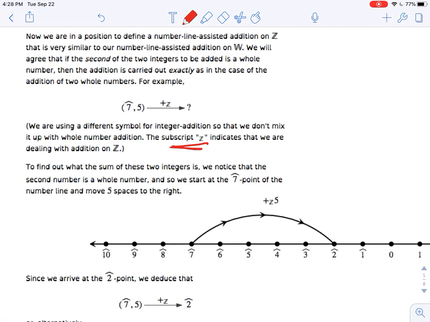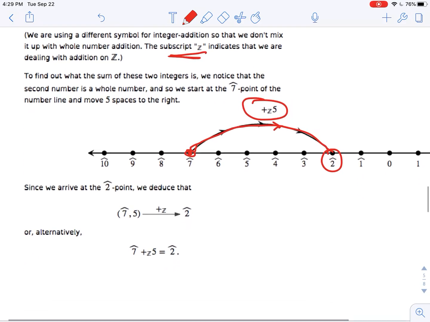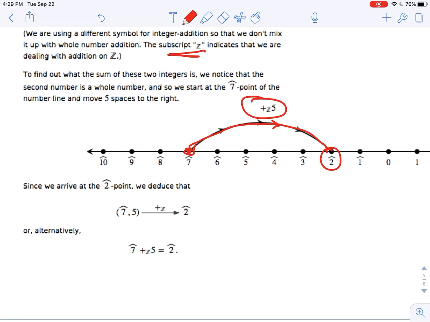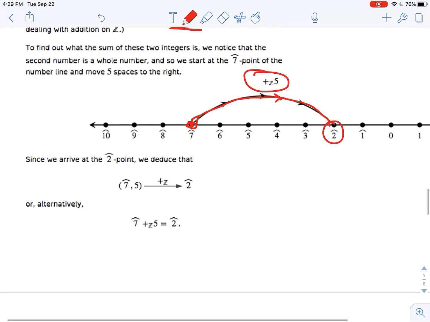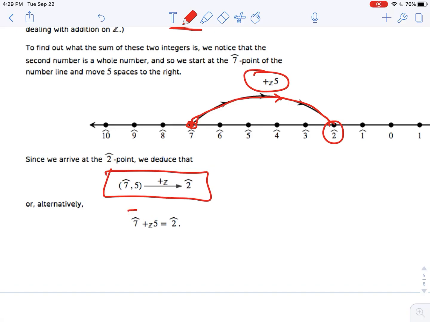So if I start off at negative 7 right here, and I add 5 to it, as you can see, I am at negative 2. That's a nice little visual, right? So starting at negative 7, go over 5 units because it's adding 5. Yeah, we land at negative 2. And if I say it like this or like this, it's saying the same thing.